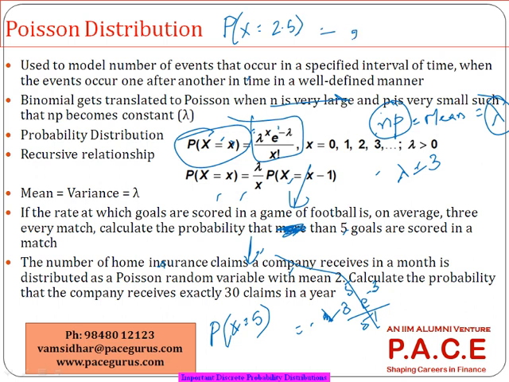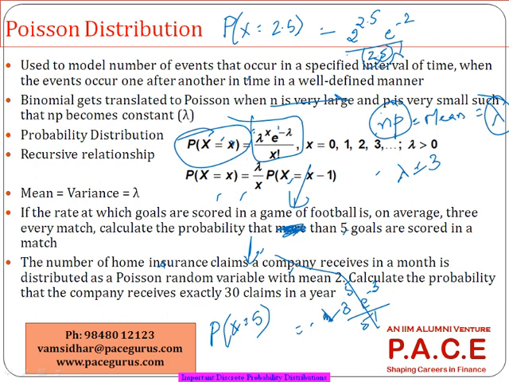Lambda power 2.5, e power minus lambda, divided by 2.5 factorial. Whatever is the value that comes out, we can very well take that formula. So, this is how we can use the Poisson distribution also as a part of our modeling.